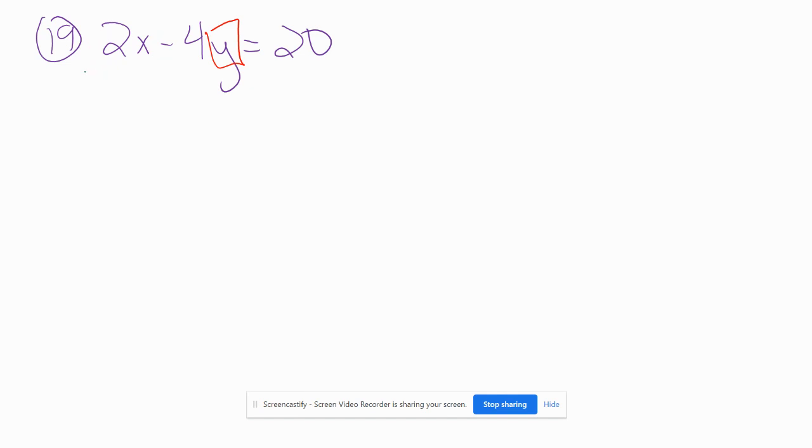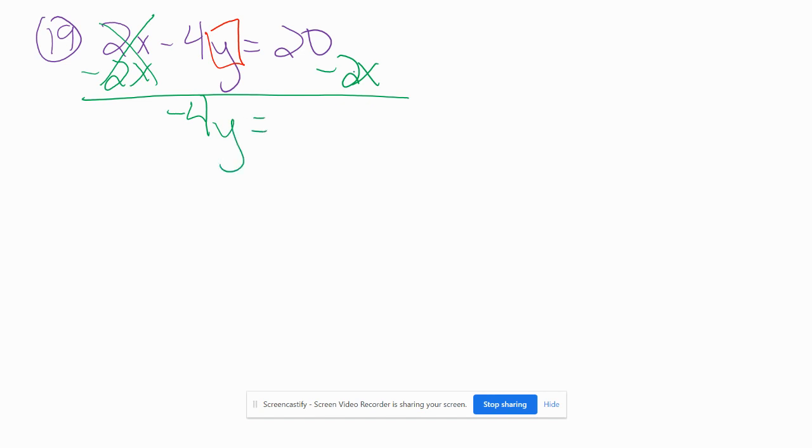So the opposite of a positive 2x is a negative 2x. 2x minus 2x is 0. Remember, it's 0. We cannot write down x. Don't forget to bring the negative with the 4. And then 20 minus 2x. Those are not like terms because the 20 does not have an x and the 2 does. So we just make them sit next to each other.